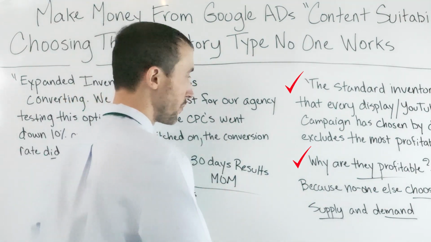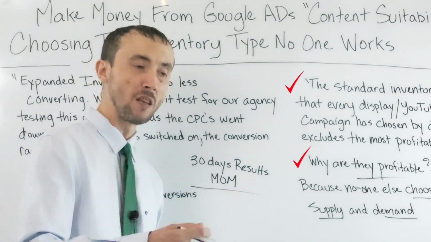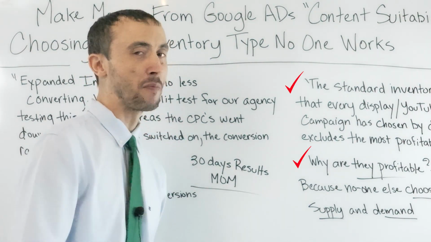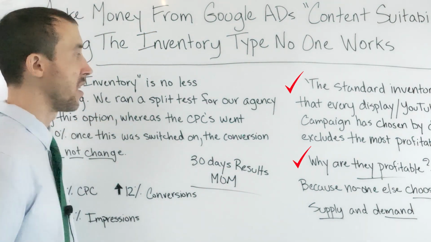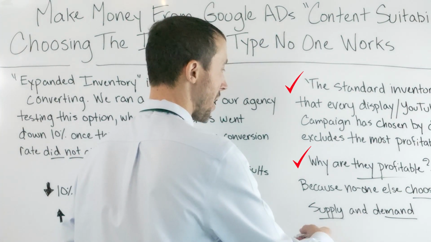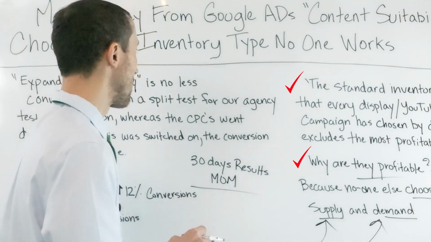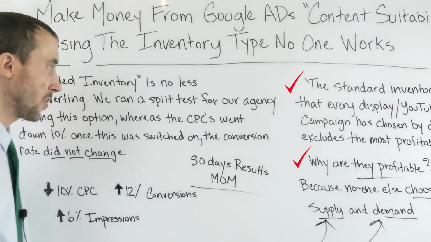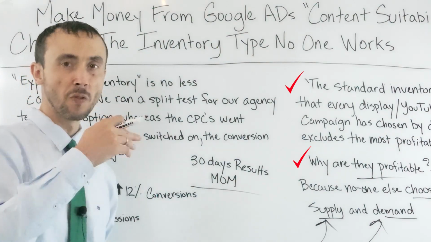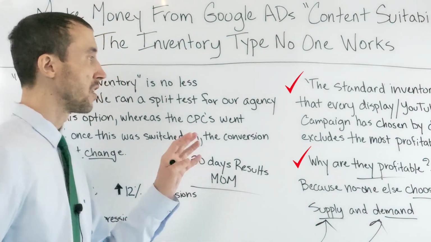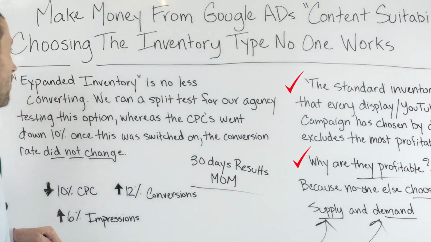So anyway, the expanded inventory isn't used because the standard inventory is what people have by default. I can tell you less than 5% of the time people are going to go in there and make sure their ads show up on the expanded inventory. Because no one else chooses it, and due to the laws of supply and demand, there's a better return with the expanded inventory than with the standard inventory that Google lets you have by default. So all you've got to do after this video to make an additional 10% or so is go into the settings on your campaigns, your display and/or YouTube campaigns that you may be running, and turn on expanded inventory.